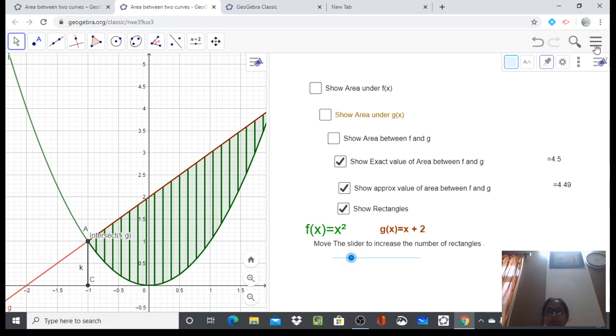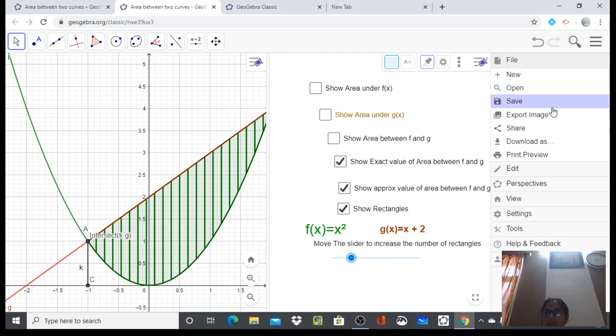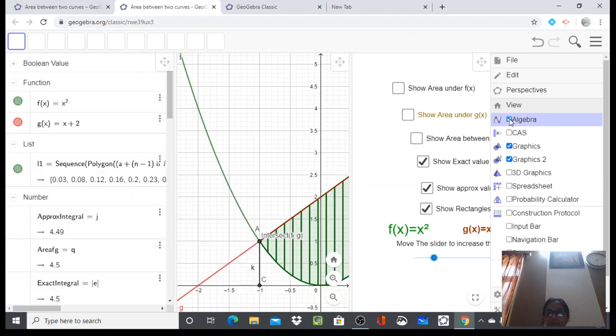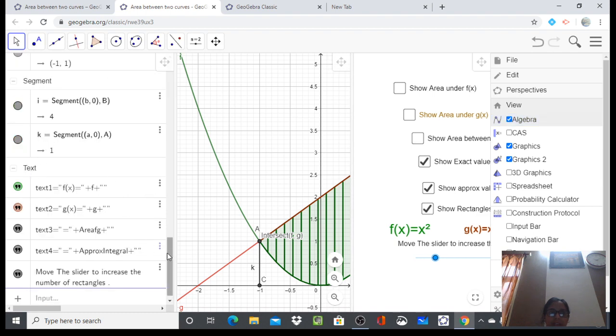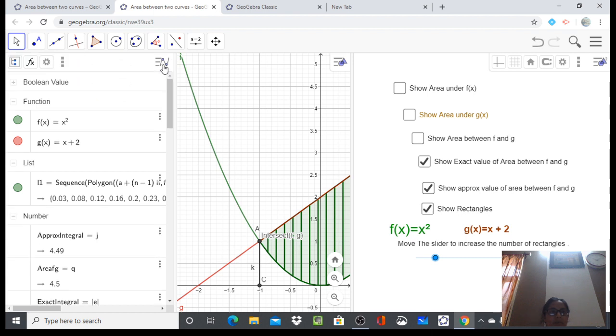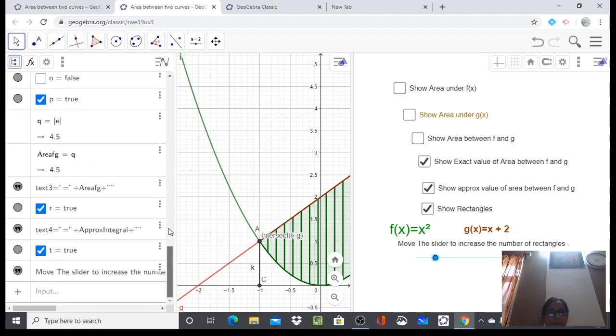So I am going to show you how to see the view. You have to go to the algebra view when you open this file from the description. This is the algebra view, which contains the commands I have used here. So you have to go here and use the construction order. This is the construction order.